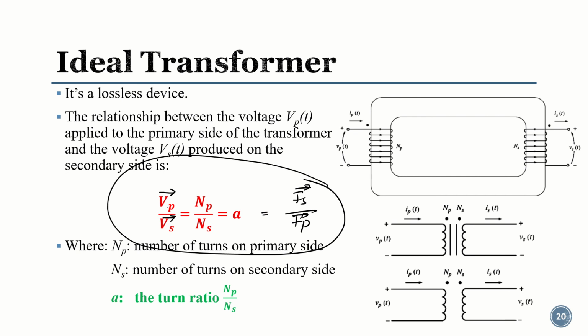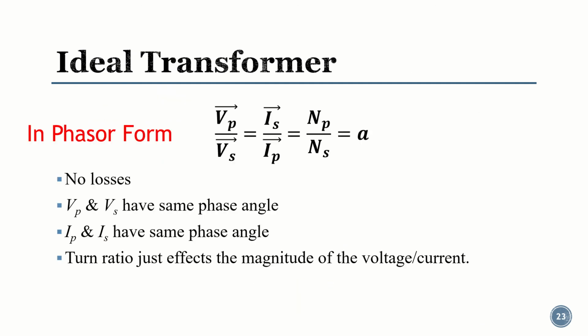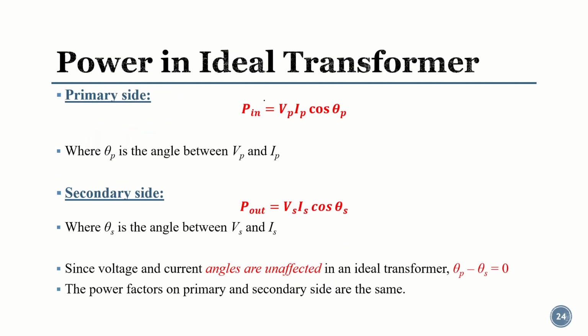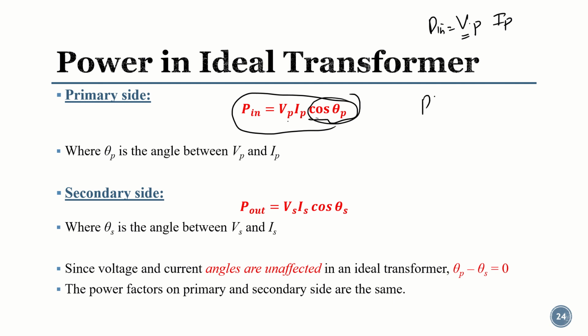If we talk about the power in an ideal transformer, input power, as I said earlier, is the multiplication of the primary side voltage and the primary side current. If we include the power factor also, it becomes cosine of theta p. Theta is basically the angle between voltage and current, and cosine theta just represents the power factor. Similarly, at the secondary side, voltage multiplied with the secondary side current and the secondary side power factor. Theta s is basically the angle between Vs and Is.